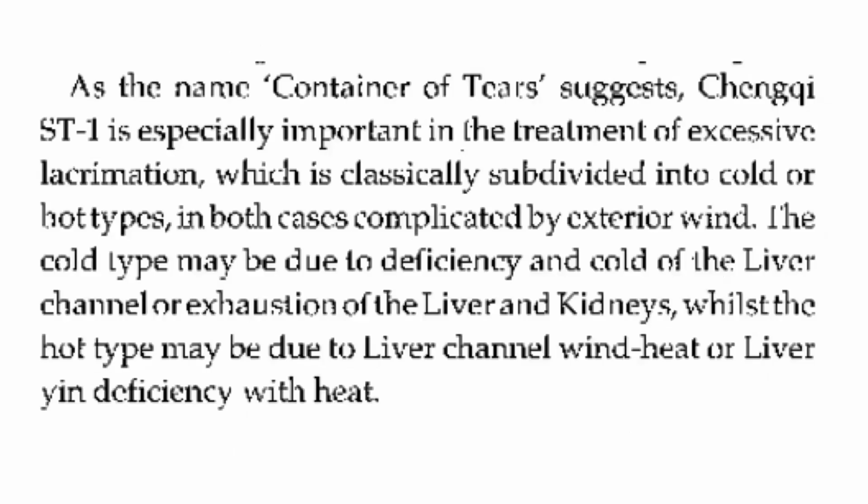As the name container of tears suggests, Chengqi, or Stomach 1, is especially important in the treatment of excessive lacrimation, which is classically subdivided into cold or hot types, in both cases complicated by exterior wind. The cold type may be due to deficiency and cold of the liver channel or exhaustion of the liver and kidneys, whilst the hot type may be due to liver channel wind heat or liver yin deficiency with heat.